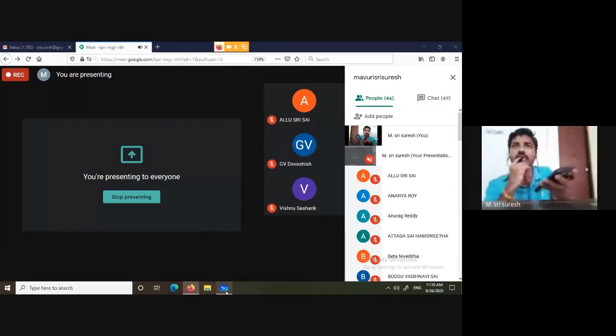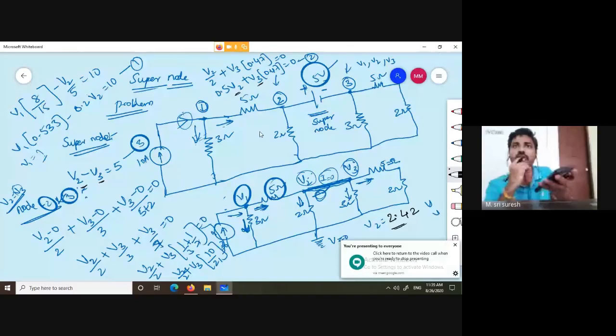Now tell me the coefficients of the second equation. The V2 coefficient is 0.5. In the place of A1, you need to press 0.5, then press equal to. Okay. In the place of B1, what is the coefficient of V3?